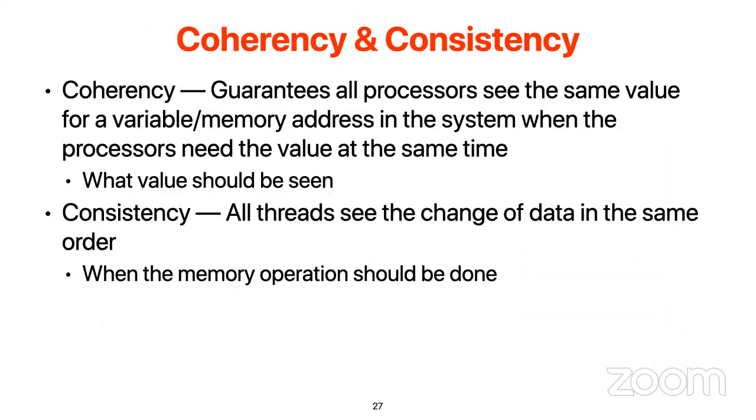So on the hardware side, we have to support two things. One is called coherency. It guarantees all processors will see the same value for a variable or memory address in a system when the processor needs the value at the same time. So it determines what value should be seen by the program. And consistency means that all threads see the change of data in the same order. So if both processes or both threads want to update memory address A, both of them would agree someone will go first without a race condition occurring. So this is coherency and consistency.